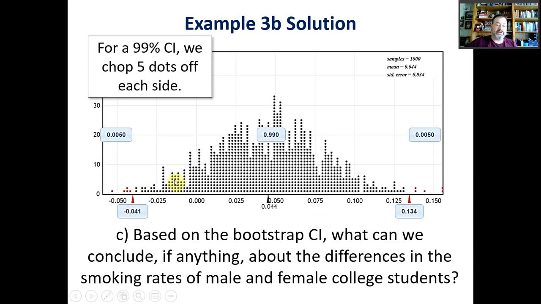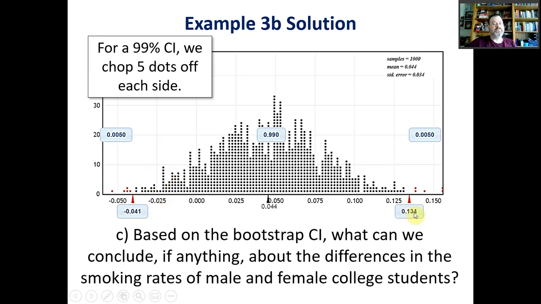These dots are all negative. In fact, a whole bunch of the dots are negative, right? That means it's reasonable that females smoke more than males because this is a negative number. We're subtracting PM minus PF. If you get a negative number, that means PF is bigger than PM. That means more females are smokers. So it's reasonable to conclude that more females are smokers.